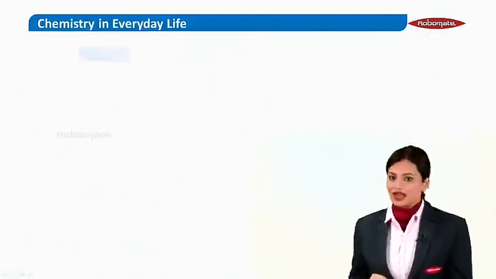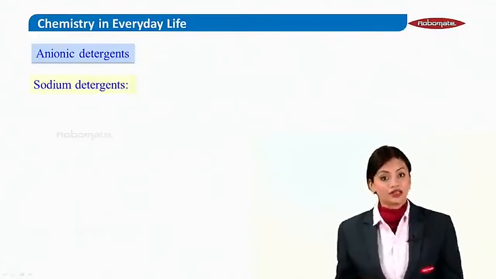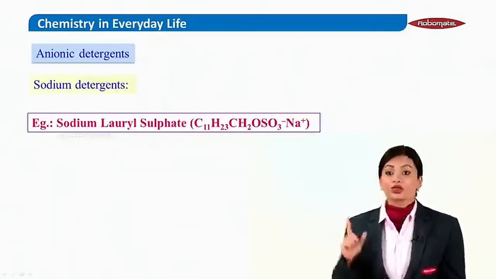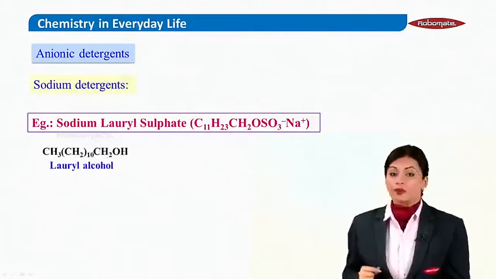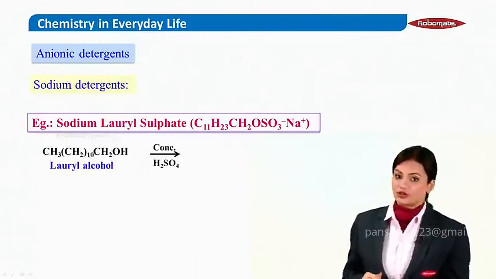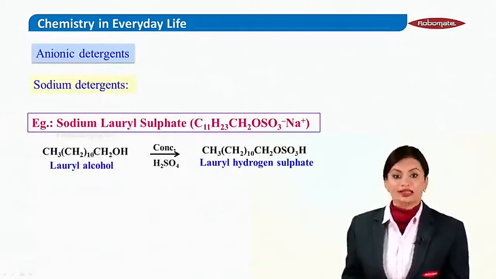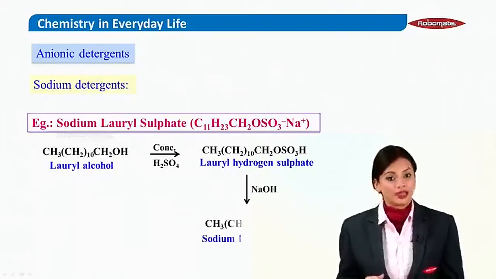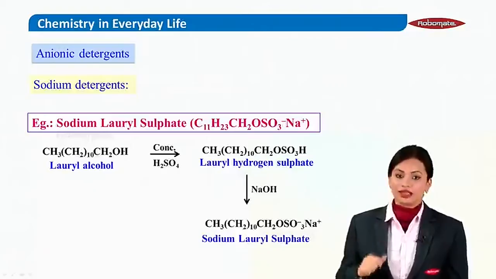So let us start off with anionic detergents. Anionic detergents are sodium detergents. Let's see. An example is sodium lauryl sulfate. Let's see how it is made. We take lauryl alcohol and treat it with concentrated H2SO4. What do we get? We get lauryl hydrogen sulfate. And lauryl hydrogen sulfate, when treated with NaOH, forms sodium lauryl sulfate.